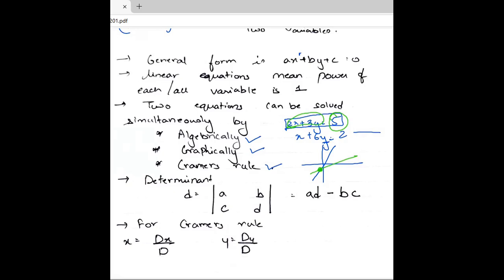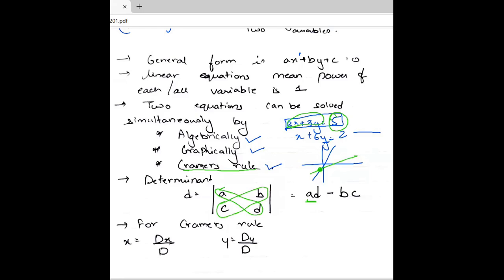Now the third method which we have is Cramer's rule. In order to understand Cramer's rule, first we will find out how to find the determinant value. This is in the form of A, B, C, D. How can we find the determinant value? It is A into D minus B into C. That is how you get the value of the determinant.